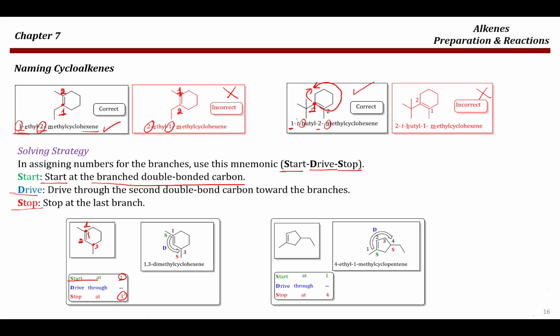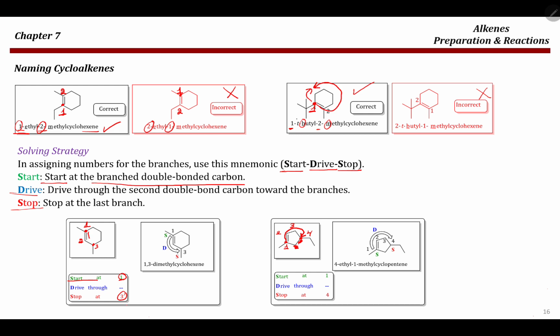Another example here. Now, this is a branch which is at the double bond, so this is going to be position 1. Now, someone might say, why don't you just go like 2 and 3? This is incorrect. Why? Because as I said, you have to start at the double bond, drive through the double bond, and then continue to your destination, which is this branch here. That's why this is going to be 1, 2, 3, and my branch is at position 4.